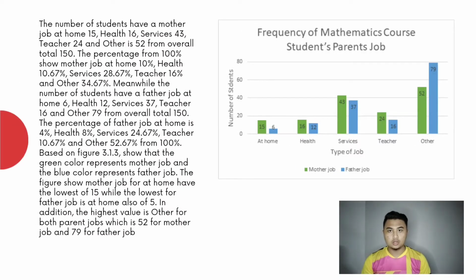Next, we talk about the parent job. The percentage from 100% shows mother's job at home: health 10%, at home 10.67%, services 28.67%, teacher 6%, and other 34.67%. Meanwhile, the percentage of father's job is at home 4%, health 8%, services 24.67%, teacher 10.67%, and other 52.67%.